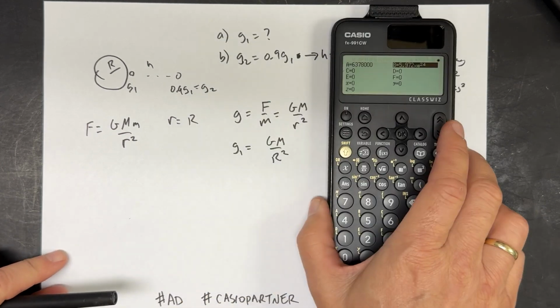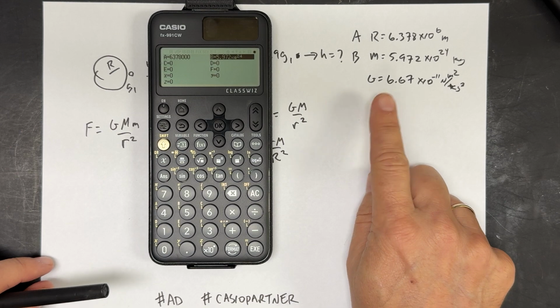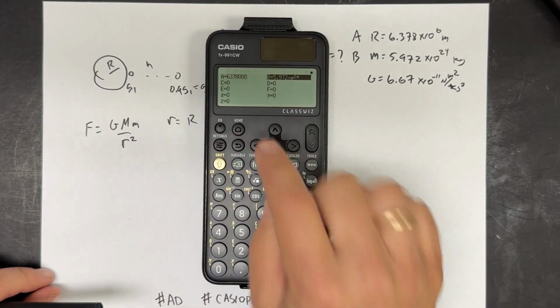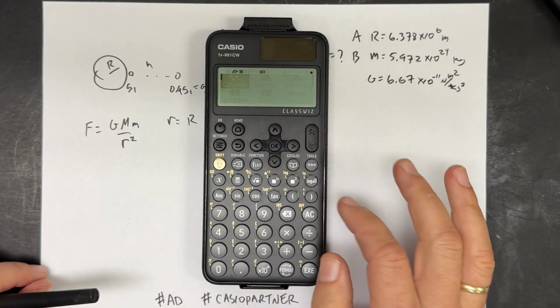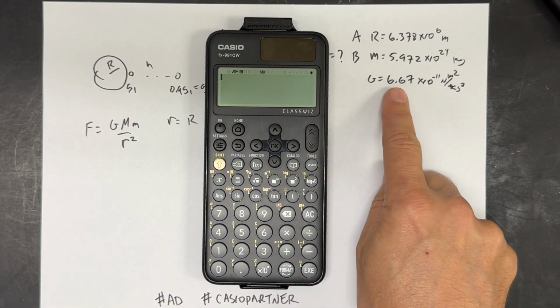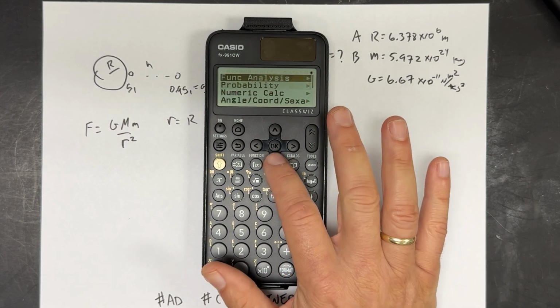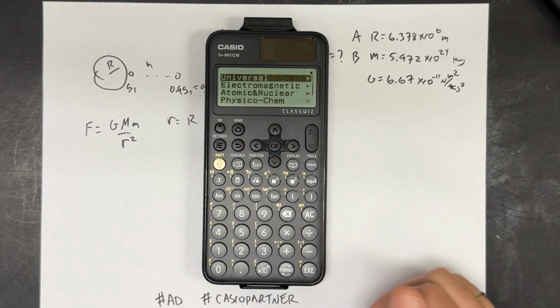Let's go ahead and calculate the gravitational field right here. But wait, we don't have the universal constant G. We don't need it because it's already here. So I'm going to go to Home, Calculate, and I want the gravitational constant G. So if I click Catalog, I can go down here to Scientific Constants, click OK.